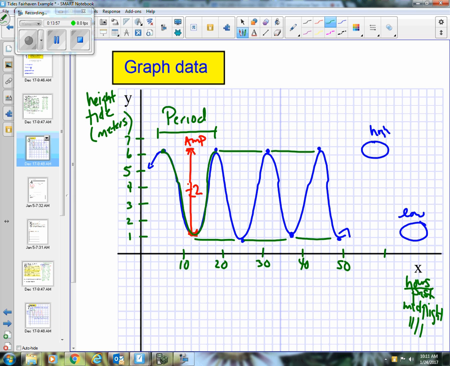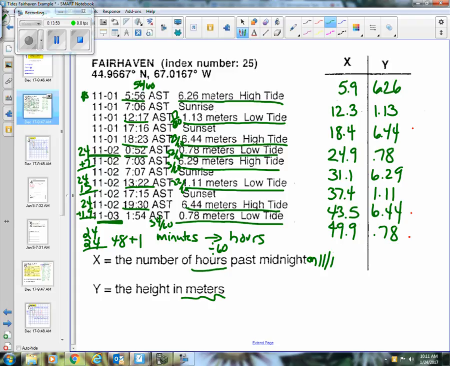All right, well, let's see if we can figure that out from our data. Our first high tide is happening at 5.9 hours after midnight. Our next high tide, which is at 6.44, happens at 18.4 hours after midnight. So if we're going to figure out how long that is, from almost 6 hours after midnight to almost 18 hours after midnight, what would you do with those two numbers?